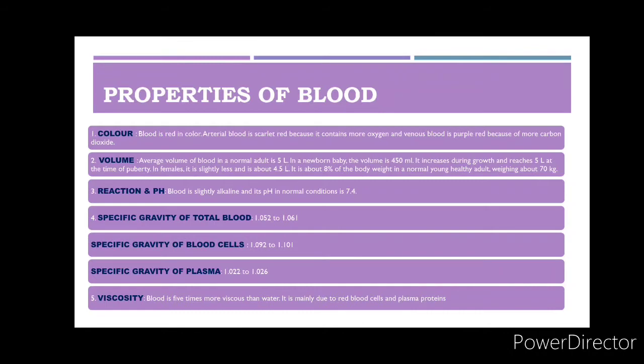And the last property of the blood is viscosity. So the blood is 5 times more viscous than water. It is mainly due to the red blood cells and the plasma proteins.